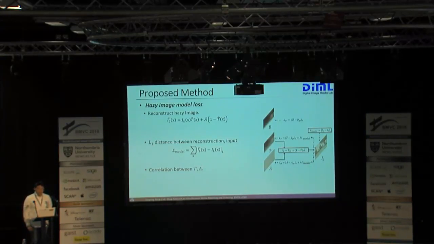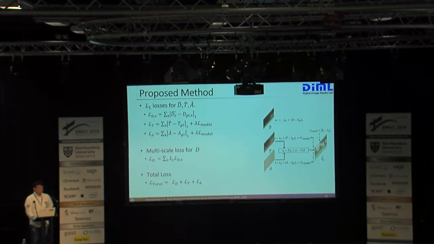Using the hazy image model equation, we first reconstruct the hazy image with the ground truth clear image and the estimates of transmission and airlight. Then the loss is defined as the L1 distance between the reconstructed hazy image and the input hazy image. With this model loss, correlation between transmission and airlight is established, although they are separate network architectures.